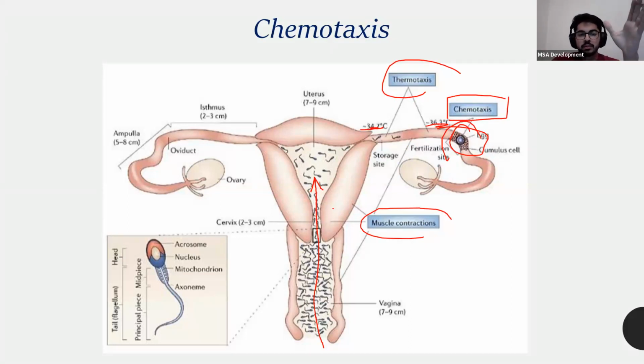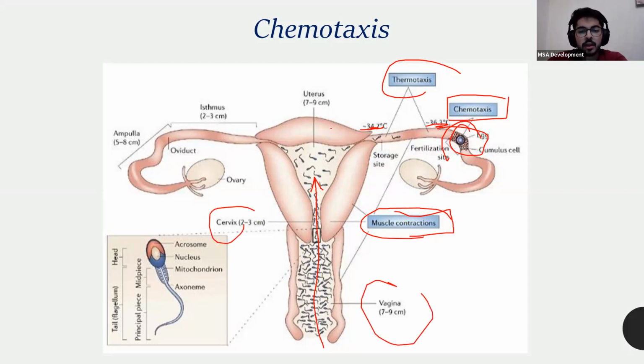The sperm are going to detect this increase in temperature and just follow the heat, okay? Another way is muscle contraction. You have contraction in multiple organs of the female genital tract, such as the cervix, the vagina, the uterus, okay, and even the oviduct. So these muscle contractions are going to help guide the sperms toward the eggs.